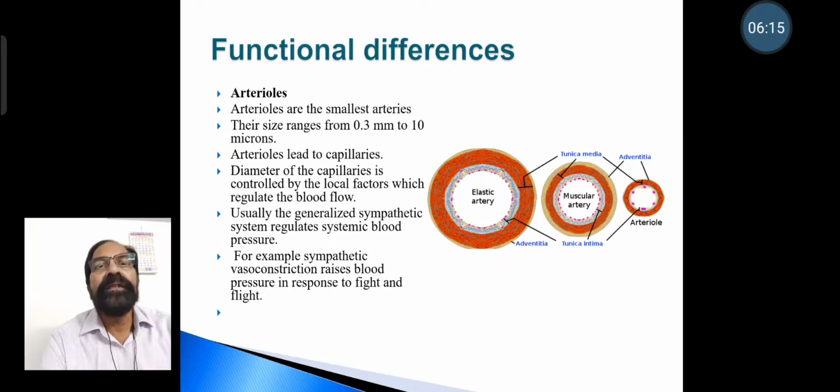Arterioles. Arterioles are the smallest arteries. Their size ranges from 0.3 millimeters to 10 microns.